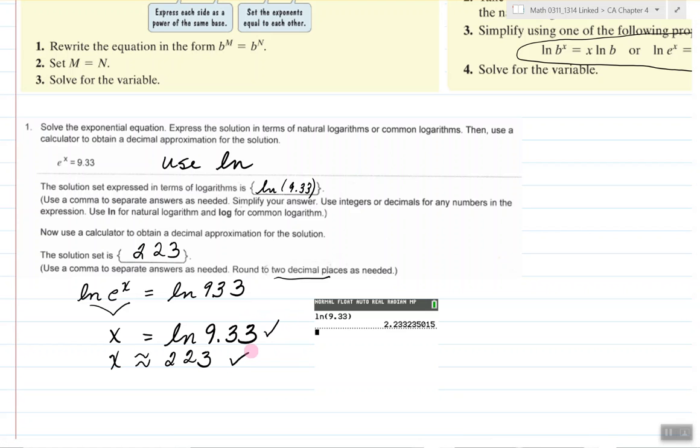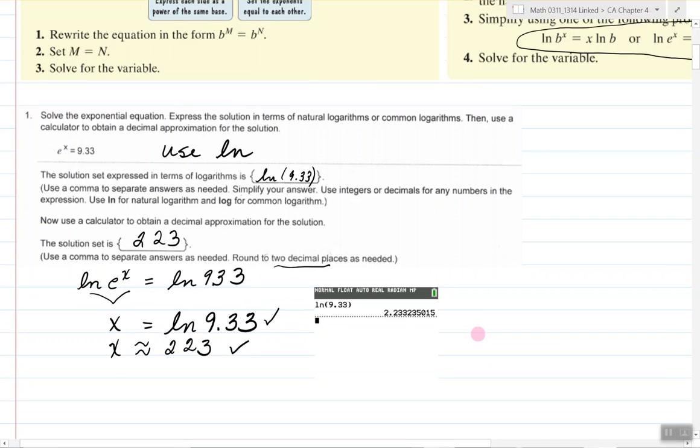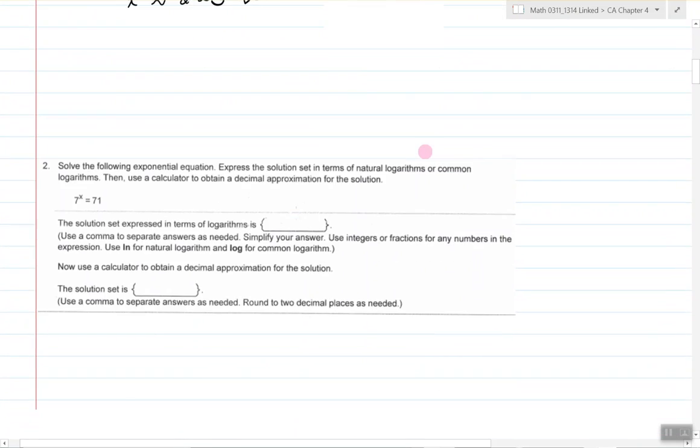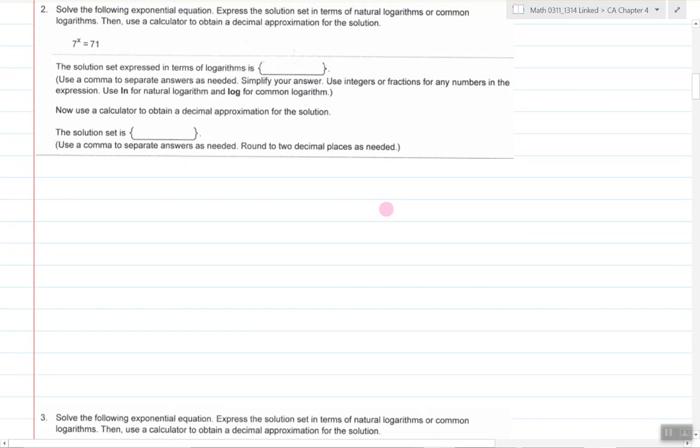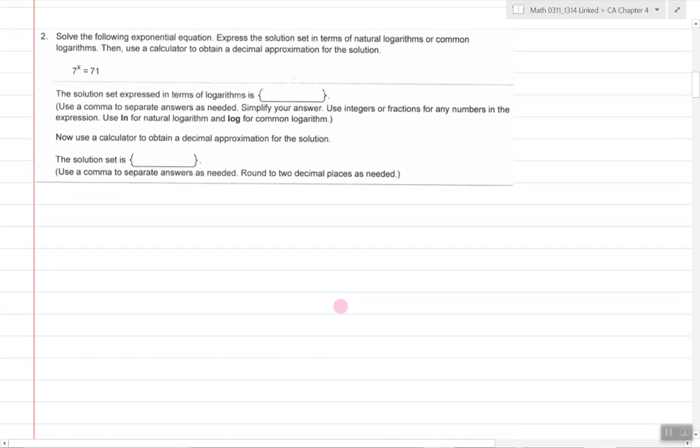Remember, logarithms and exponentials are inverses of each other. If the base is e or any other number other than 10, we'll probably use natural logs. Well, in fact, they tell us to. It can be solved with a common log, but they've asked us to, so that's what we're going to do. All right, it says solve the following exponential equation. This one, the base is 7. All right, it is isolated. So I have 7 to the x is equal to 71.